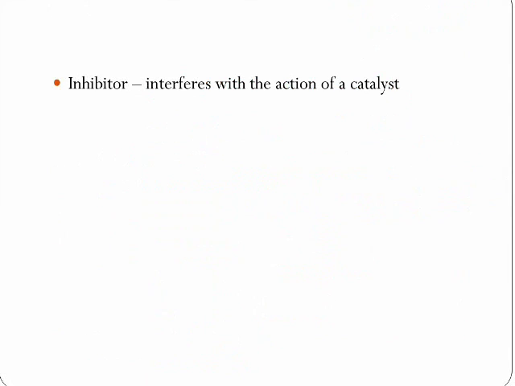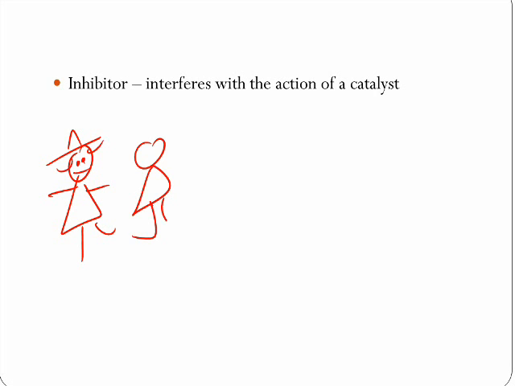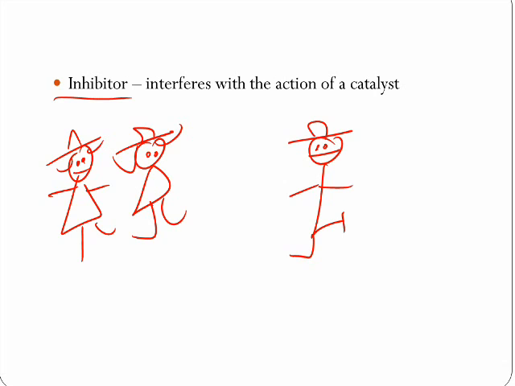Now, an inhibitor will interfere with the action of a catalyst. So in the same example, let's say this is the catalyst, this is your good friend, and here perhaps you are, and you want to have a reaction or a talk with this one fella. An inhibitor will interfere with the catalyst. So you're over here thinking, oh my gosh, I just want to go talk to him. He's so dreamy. The catalyst pushes you over there and just says, hey, go talk to him. So you go over there and talk to him.